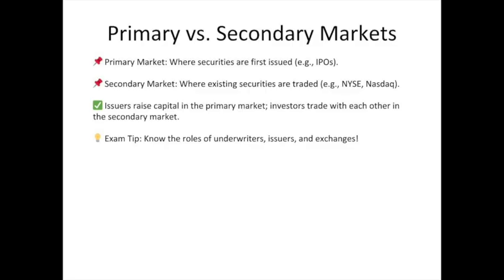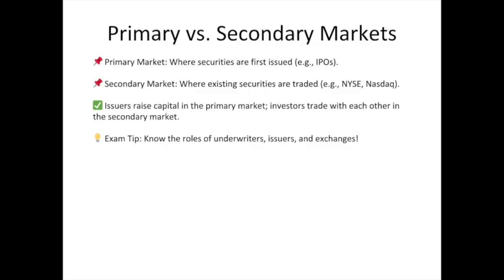In the secondary market, investors trade securities with each other. No new money goes to the issuer. These are the public exchanges you've probably heard of, like the NYSE or NASDAQ. So if I buy Apple stock from another investor on Robinhood, that's a secondary market transaction. Apple doesn't see a penny of that money.